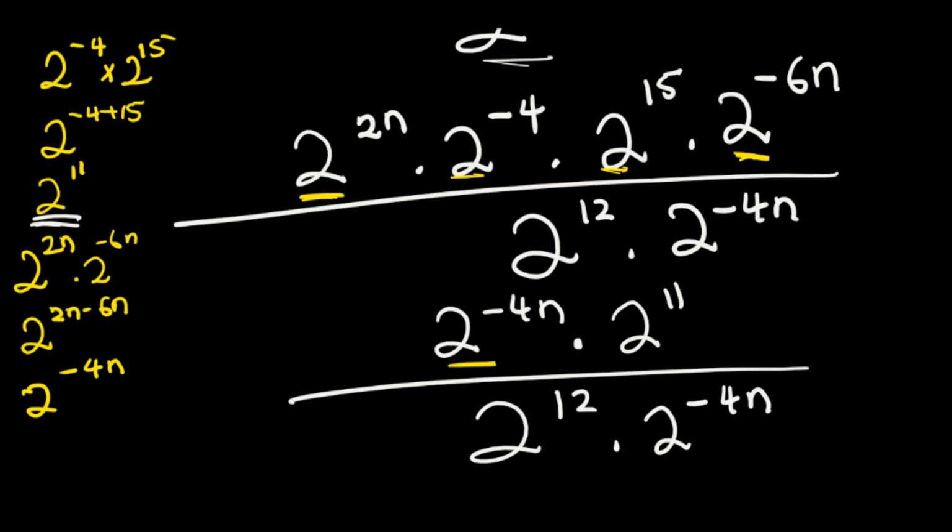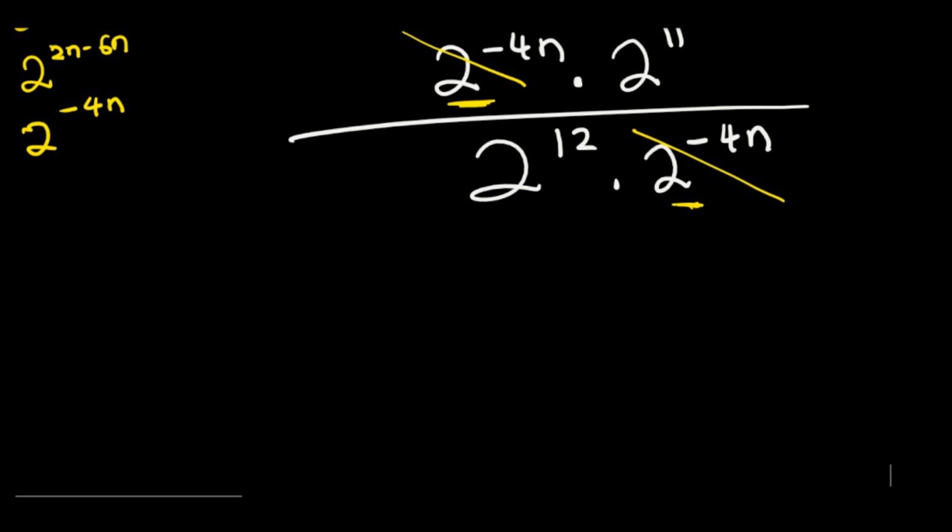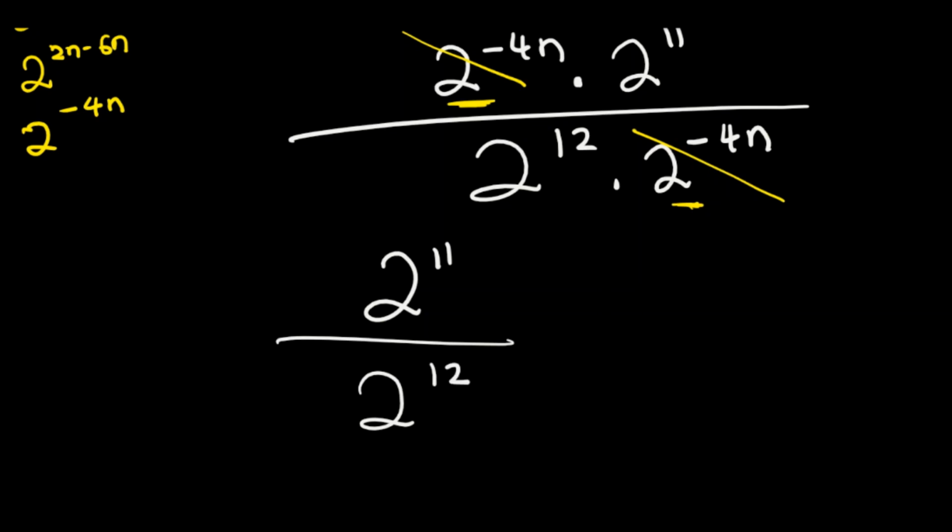And you can see that this is 2 to the power of minus 4n, 2 to the power of minus 4n. They divide out. You remain with 2 to the power of 11 over 2 to the power of 12, right? You can take any up or down. I prefer taking this one downwards. Why? Because if I take the 2 to the power of 12 upwards, I'm still going to have a negative exponent, which I'll have to return downwards.